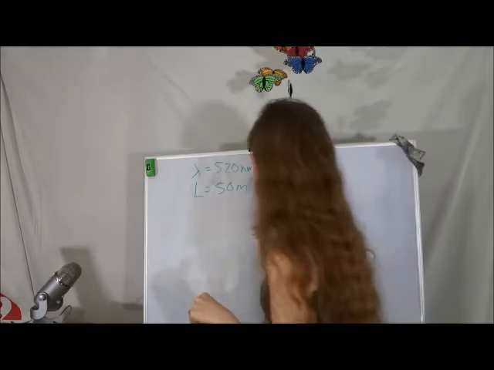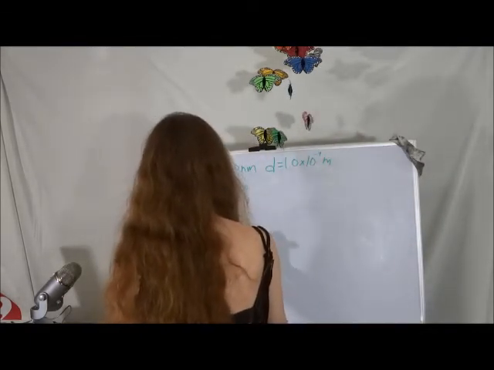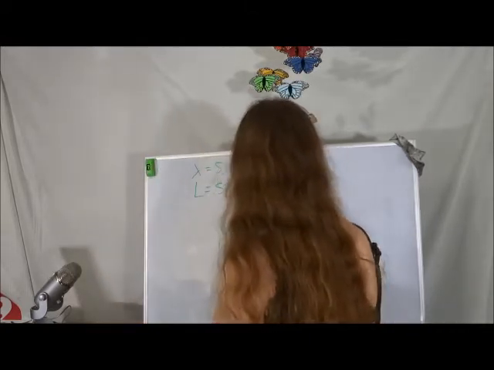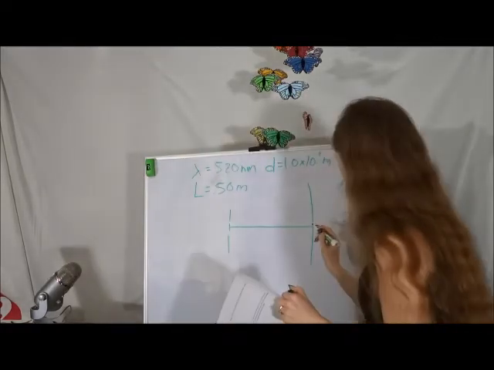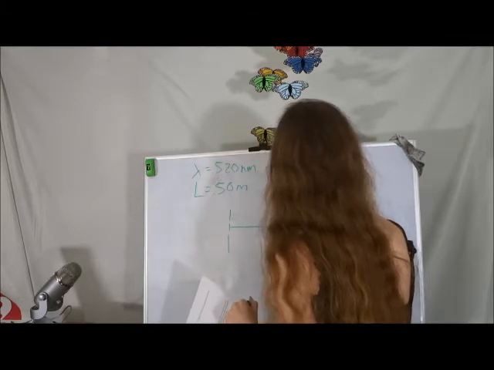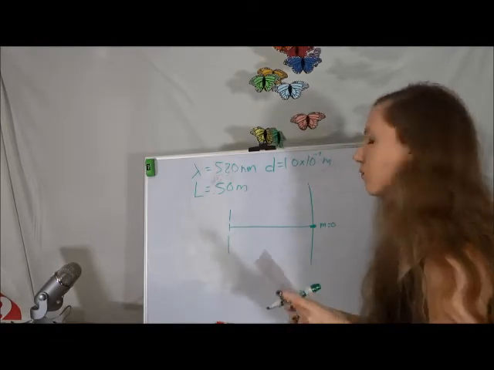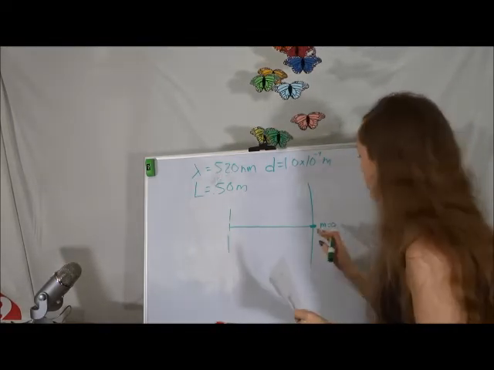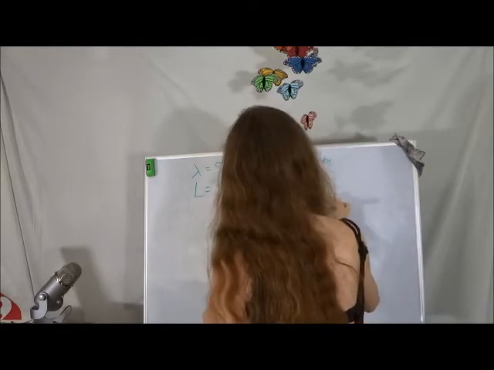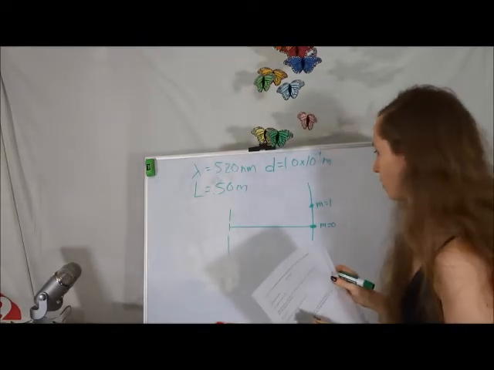So let's draw a picture real quick so we can see what we're talking about. So we have our double slit, we have our screen, and so we're going to have a bright fringe right here. This would be our m equals 0 bright fringe. That's the central maximum. We want to know how far away is the next brightest fringe. So we're going to go one up from our central maximum. So that's going to be m equals 1. So we want to know what's the height of the m equals 1 bright fringe.